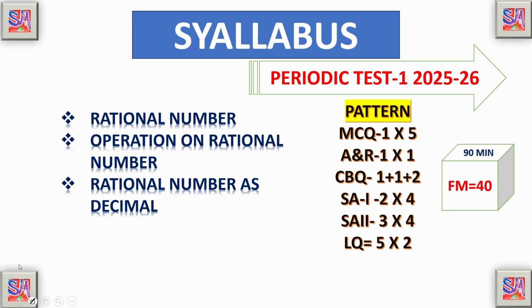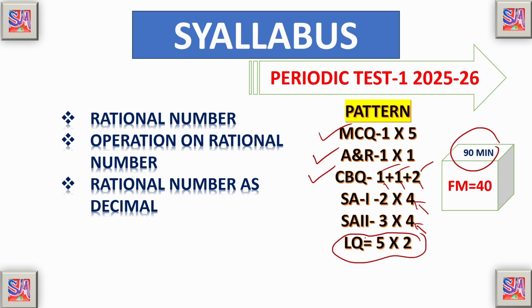2025-26. Okay. So there are 40 marks of questions in your periodic test 1, 90 minutes. And what is the question pattern? There are 5 MCQs and one assertion reasoning question. The CBQ is 4 marks, 1 plus 1 plus 2, that is 2 MCQs and 1 is 2 marks. Then 4 questions of 2 marks, also 4 questions of 3 marks, and long questions are 2. And the chapter is Rational Numbers and the operations on rational numbers, then rational numbers as decimals.